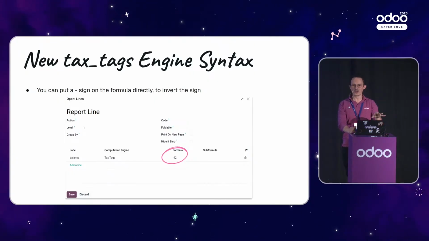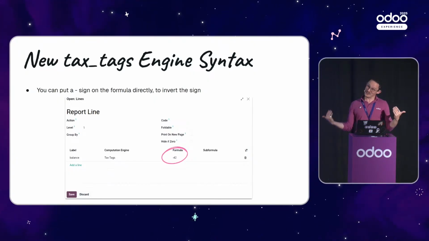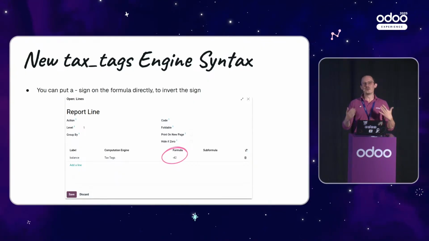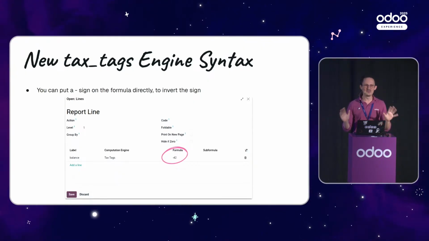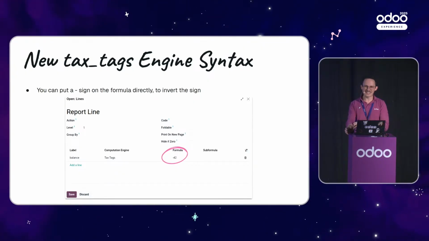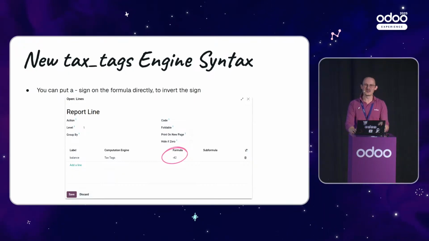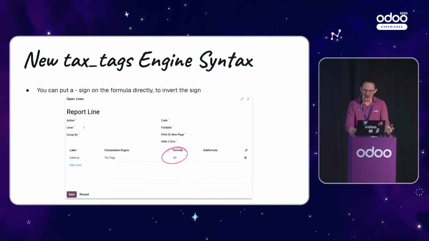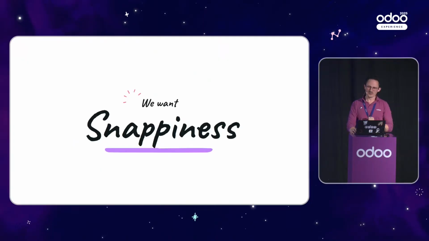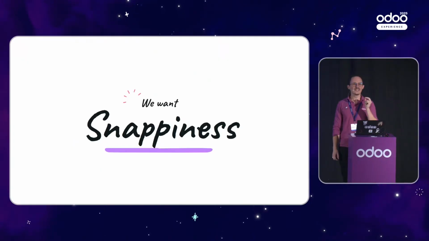And that's it. So everything is more readable, everything is more intuitive, and with that, we hope people will understand a little better what Odoo does with their taxes without having to ask the support or some consultant what is going on. Now, we also want to achieve snappiness.